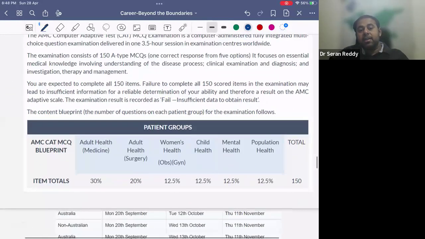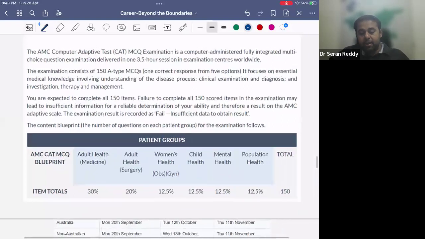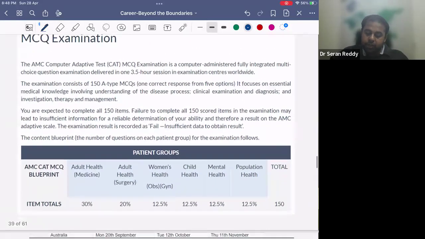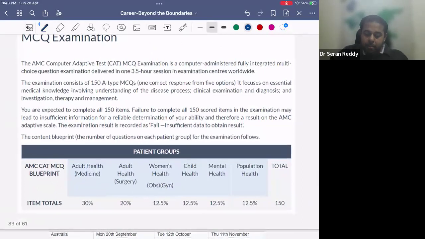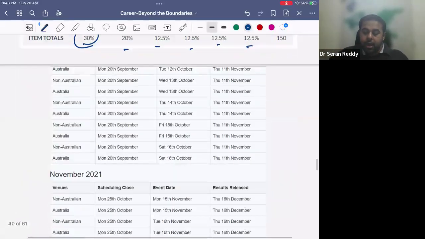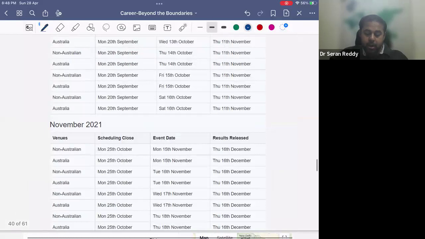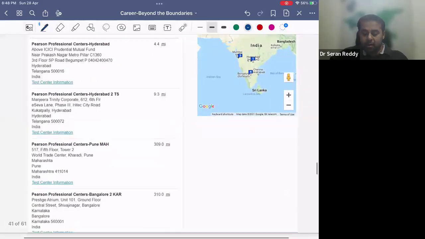As I said, the CAT examination, that is the AMC MCQ examination, has 150 questions in 3.5 hour sessions. Medicine is 30%, plus surgery, obstetrics and gynecology, pediatrics, psychiatry, and population health, that is, preventive and social medicine. The beauty of this examination is that, except in December and January, the exam happens every month. You can take it at Prometric centers across the country.